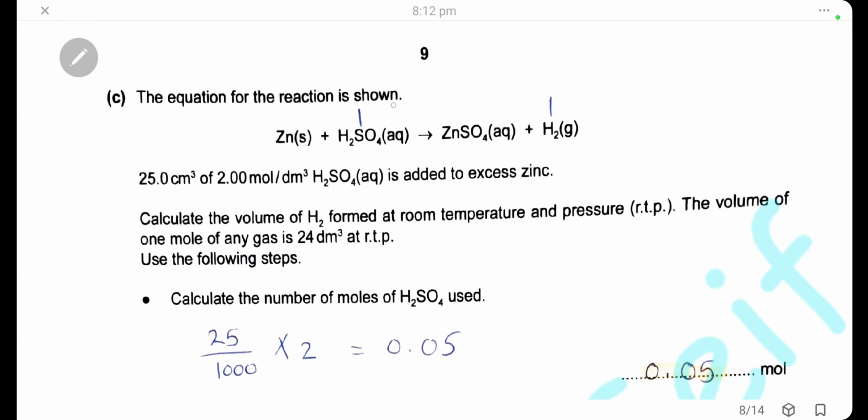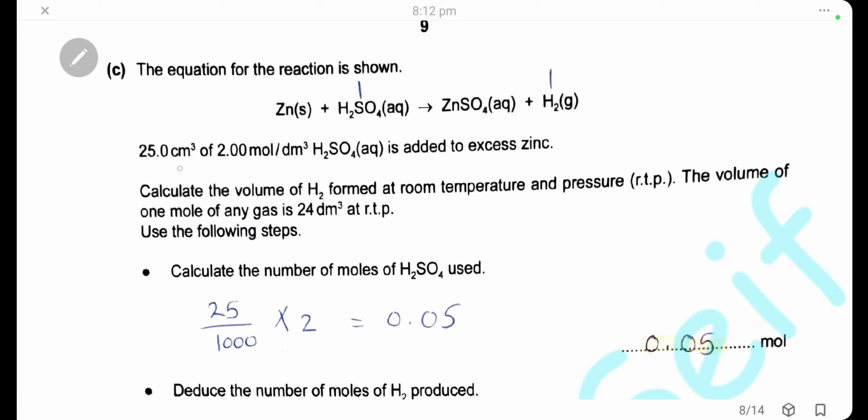The equation for the reaction between zinc and sulfuric acid is shown. We will use 25 cm³ of 2 mol/dm³ sulfuric acid with excess zinc. We want to calculate the volume of hydrogen gas produced at room temperature and pressure. The volume of a gas at room temperature and pressure is 24 dm³.